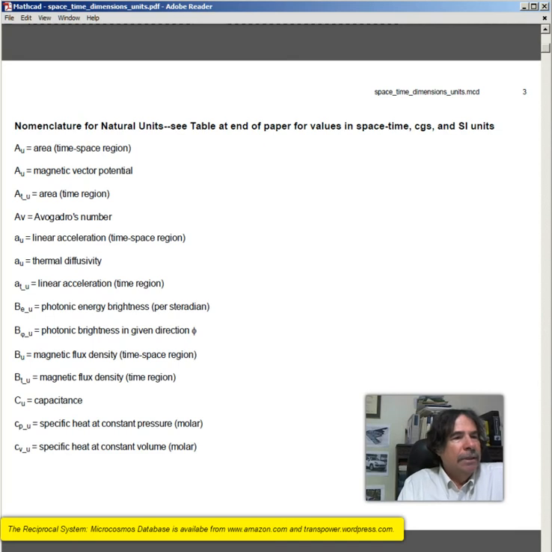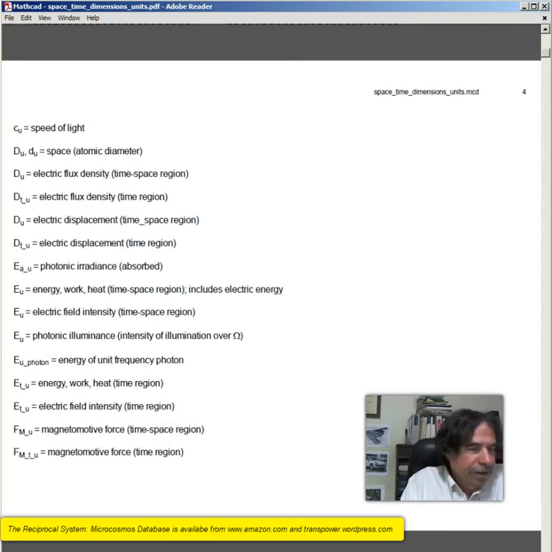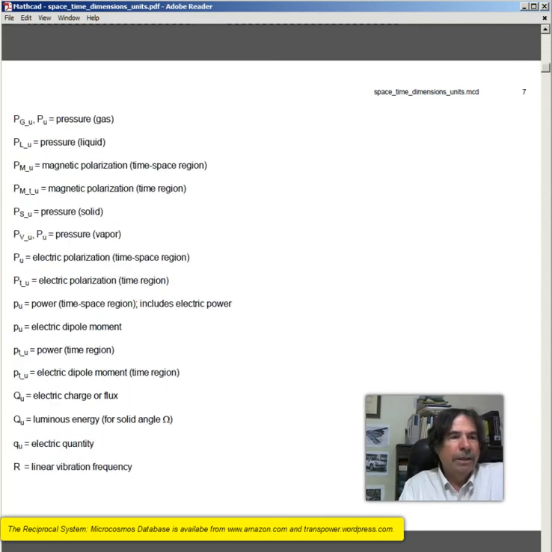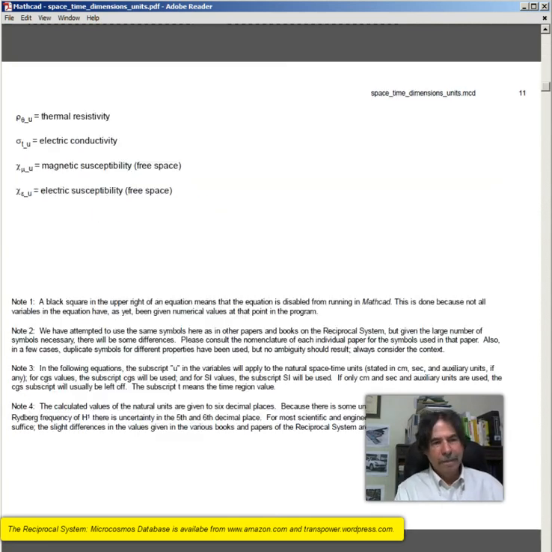Next in this paper is the nomenclature, and I'm not going to read through these symbols here. We'll introduce them as we go along in this paper. But I will go through the notes here.